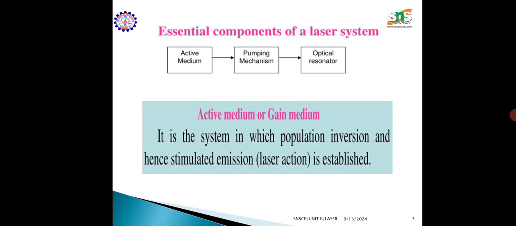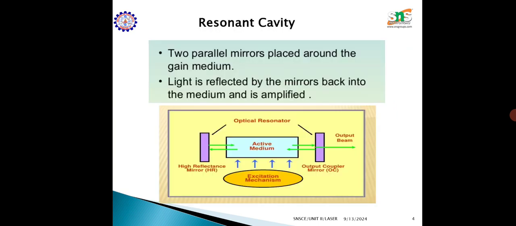The active medium is the material which we are taking for that particular laser, and where the population inversion takes place. That is called the active medium. And the optical resonator, which can also be called a resonant cavity, is also an important component, which helps to amplify the laser source. Here we have two parallel mirrors placed around the active medium, and with the help of this resonant cavity only, the light can be reflected back to the medium and get amplified.